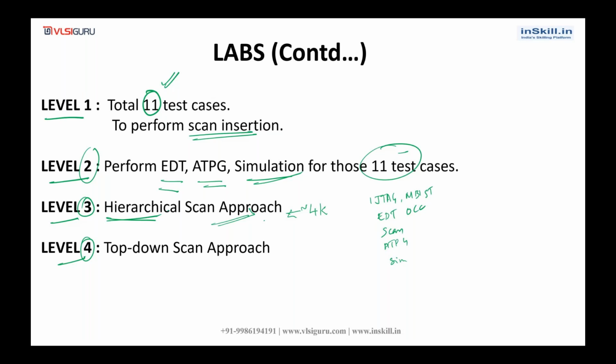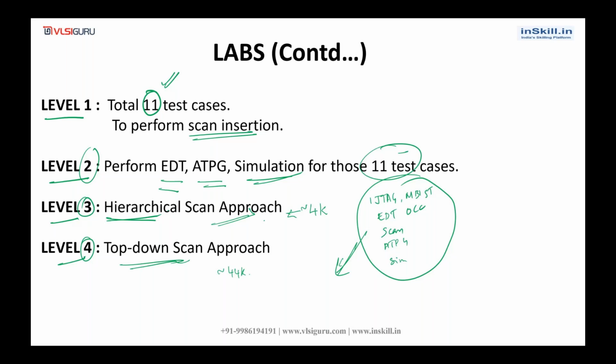And level 4 projects use a top-down approach. Here we are having around 44K flops and around 50 memories. Again, the same things, JTAG, BIST, OCC, scan, ATPG, simulation, all these things will be performed for our level 4 projects also. So this is how our labs are structured.